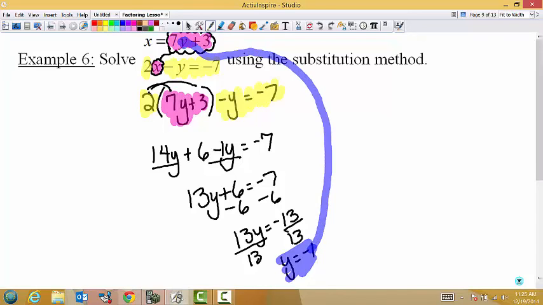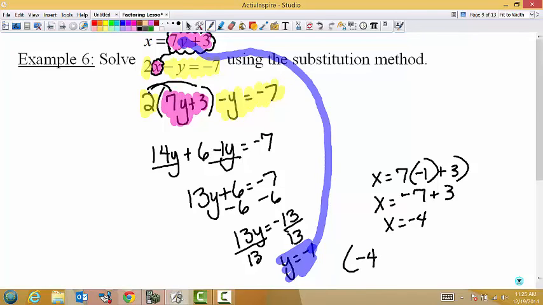So x equals 7y plus 3, but what's y? Y is negative 1. So x equals negative 7 plus 3. So x equals negative 4. So it would be negative 4, comma, negative 1, because that's x, comma, y.